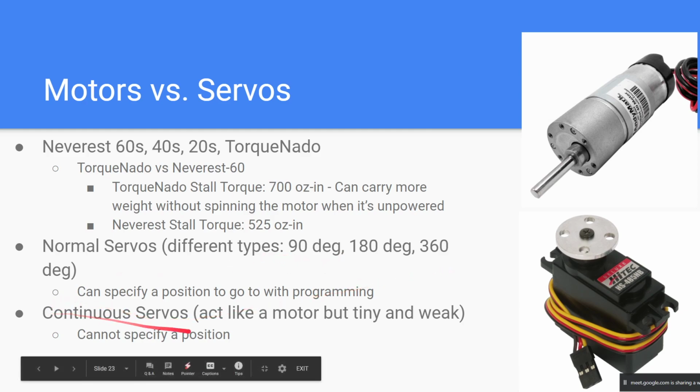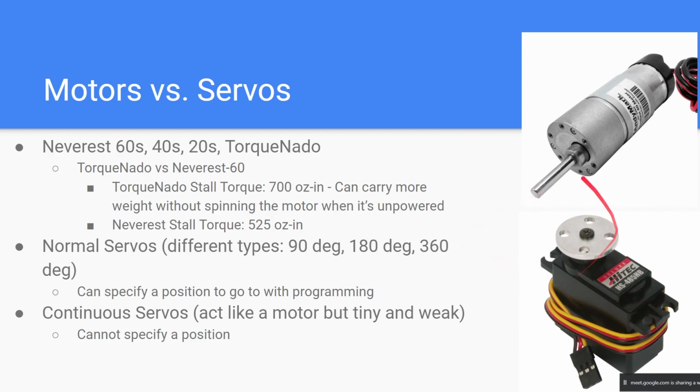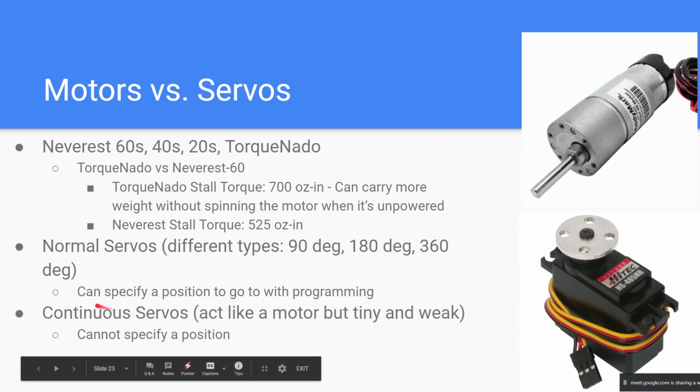There is also a continuous servo. A continuous servo works the same way a motor does. It looks like a servo, it's still like a servo, and it's weak, but it rotates fully like a motor does. However, the difference between a continuous and a normal servo is that you cannot specify your degree of rotation. It's literally like a motor.